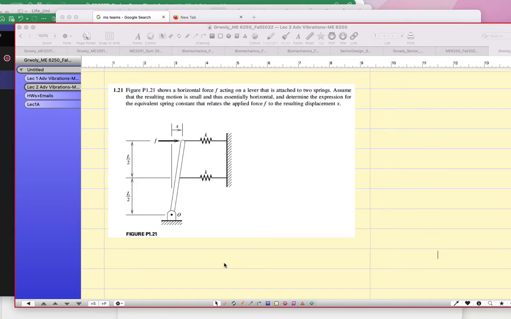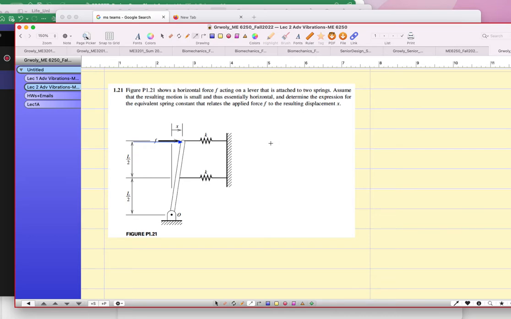The problem is this: the figure shows a horizontal force. This force is horizontally being applied to the upper end of this lever. It is attached with the two springs, spring number 1 and spring number 2.